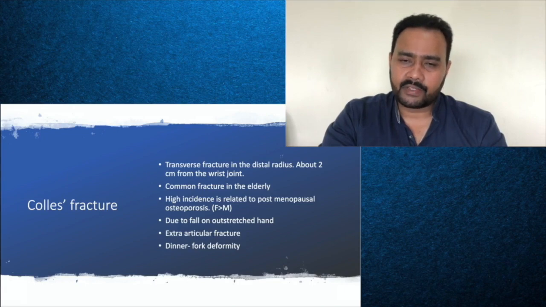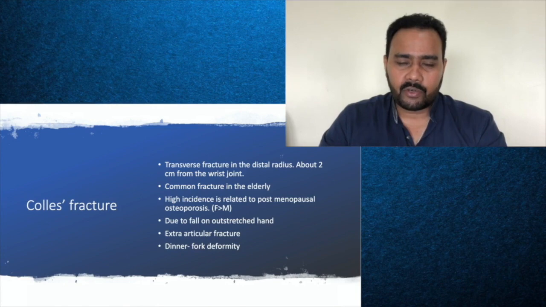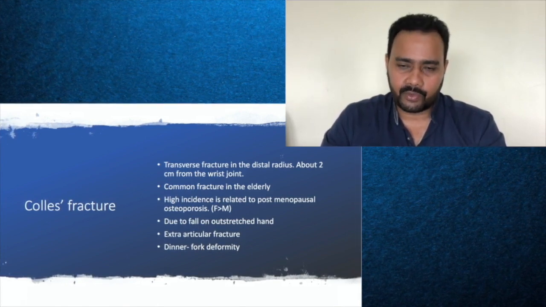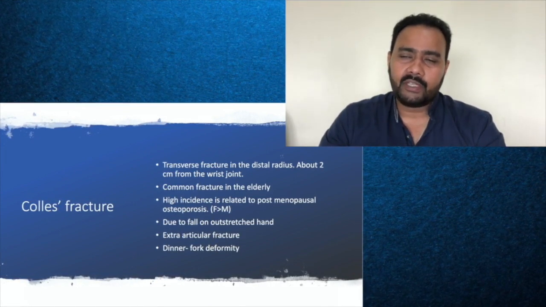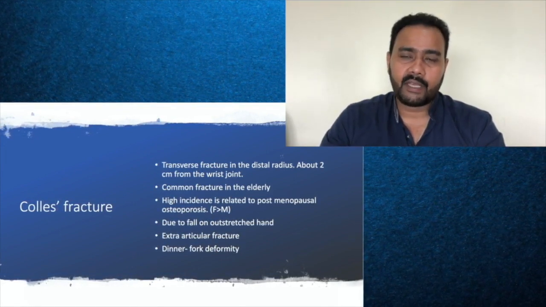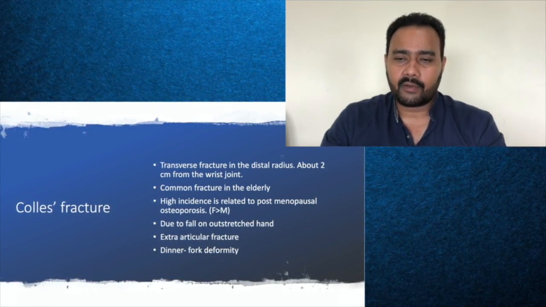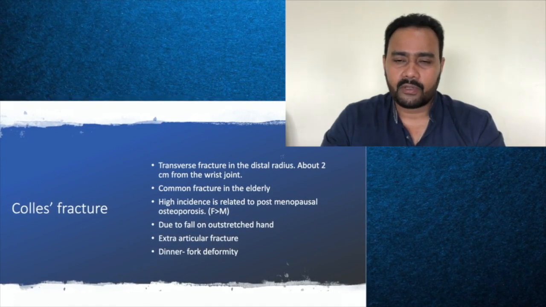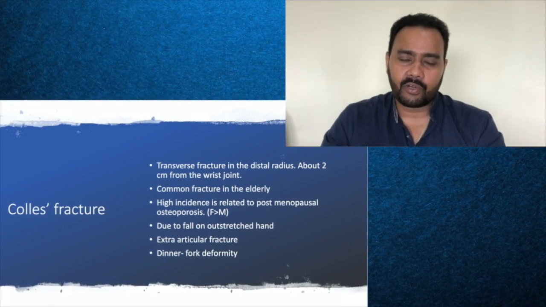So a Colles fracture is a transverse fracture in the distal radius, usually about 2 centimeters from the wrist joint. So that is why we call it extracapsular, right? It is common in elderly people, mostly in females. Whenever they are osteoporotic, they very commonly develop a Colles fracture, even with a slight fall on an outstretched hand.